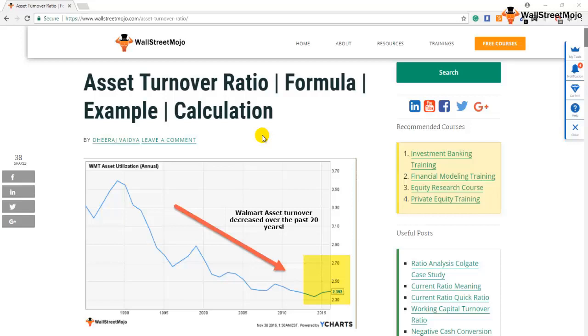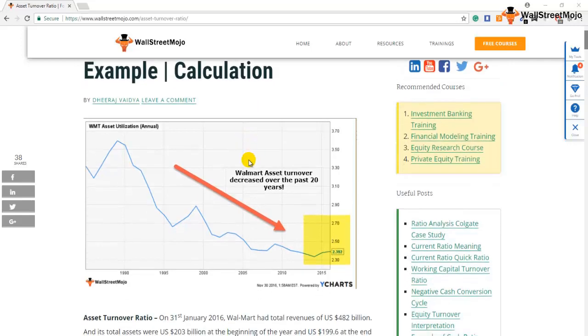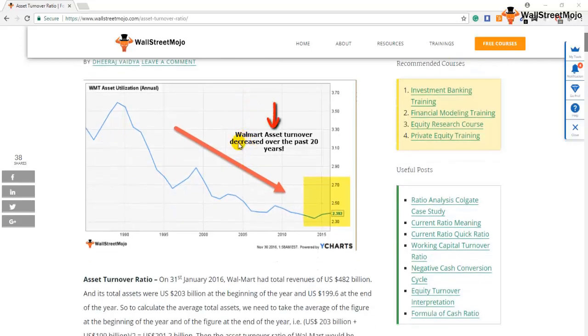Today's topic is a very important topic in ratio analysis, that is the asset turnover ratios. As you can see in this graph here, this is Walmart's asset turnover ratio. This shows the history of the past 15-20 years of data, and we note that Walmart's asset turnover ratio has decreased over the past 20 years and is currently standing at 2.392.